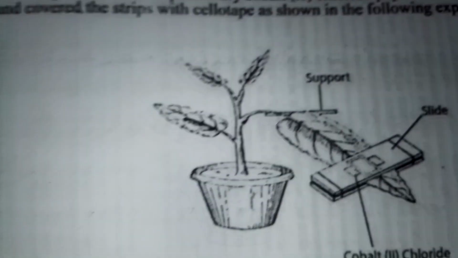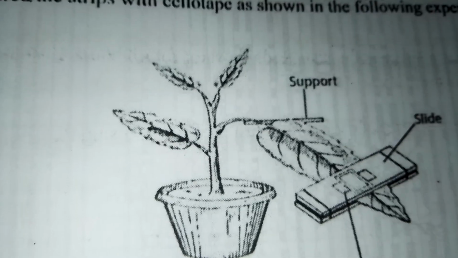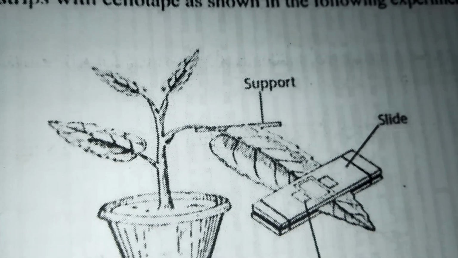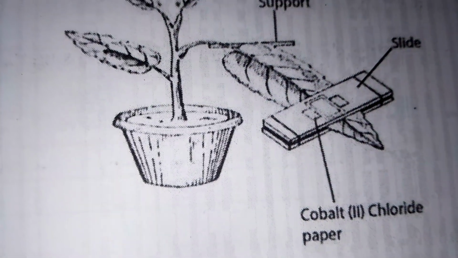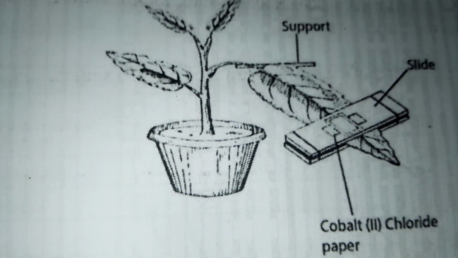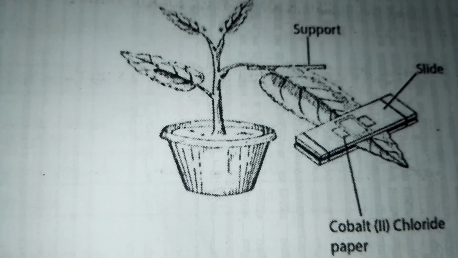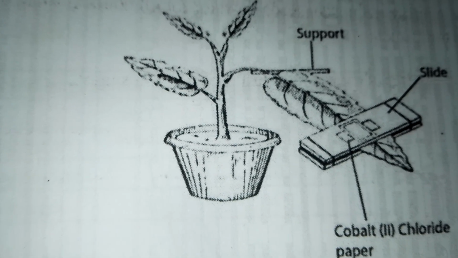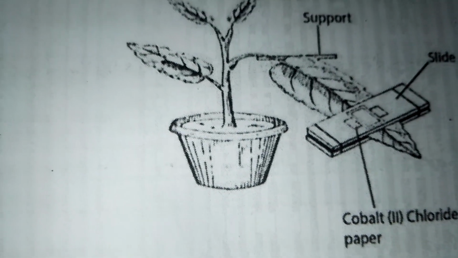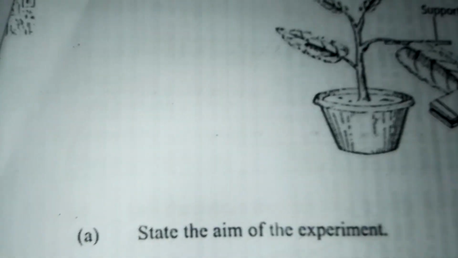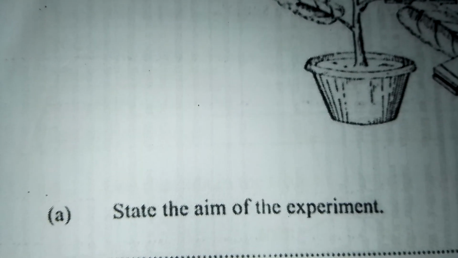As you can see, there is some plant there, then there is a support, and then there is a slide, and then we have the cobalt chloride paper. You know the function of the cobalt chloride paper. We shall discuss it further when we shall be answering those questions, but as of now, you can go through those questions. And then A, state the aim of the experiment.